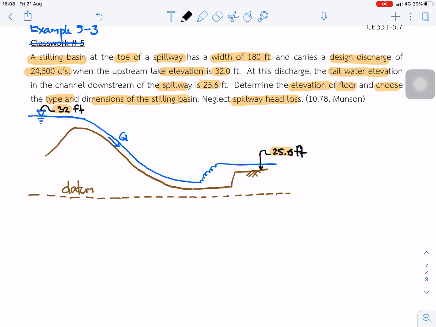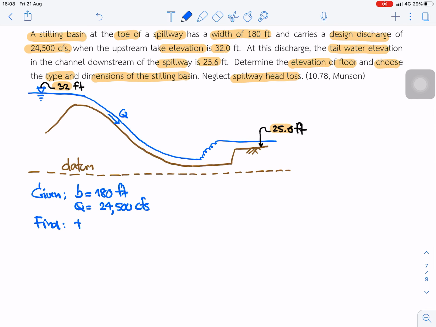Okay, given data: we have the width of the spillway, which is 180 feet, and the total Q is 24,500. So we want to find the height and dimensions of the stilling basin.